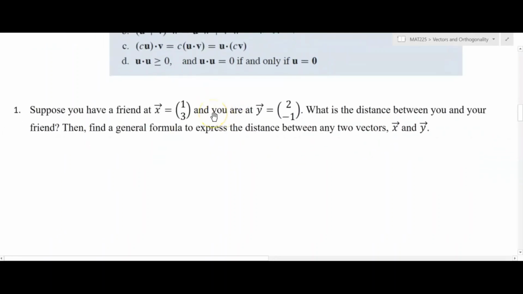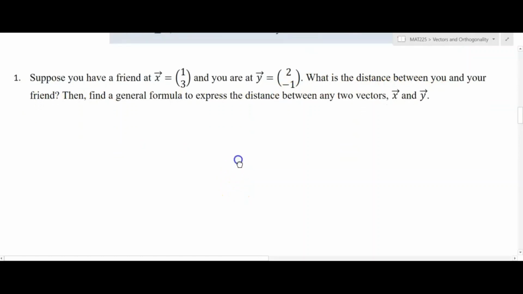So you'll see this lesson is more bits and pieces of concepts. So here, let's say that you and your friend are at two different locations in two-dimensional space, and we want to know what's the distance between you and your friend, then find a general formula to express the distance between any two vectors, x and y.